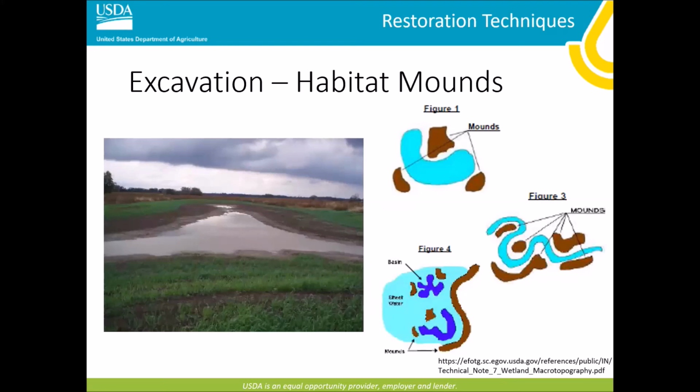All right, so when we build these macros to mimic the pre-disturbance features, you have to do something with that excavated material. So these habitat mounds, or these spoil piles, as I like to refer to them, create and add diversity to the habitat. And by far, the cheapest location to get rid of that excavated material is right next to where you excavated it. You can see from that tech note number 7 the different configurations of where you could put the spoil.